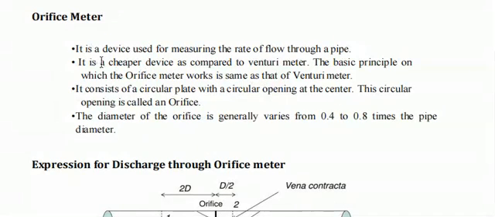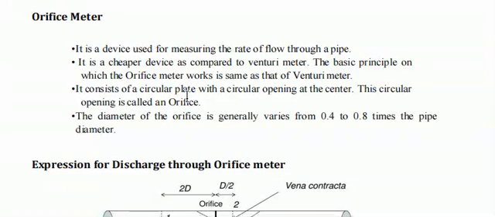Again, the orifice meter is a device used for measuring the rate of flow through the pipe. It has a similar function to the venturimeter, and it is a cheaper device as compared to the venturimeter, because it has only one section. Only one hole is there, so it becomes cheaper. The basic principle on which the orifice meter works is the same as that of the venturimeter, but the construction is simple here and it is cheaper.